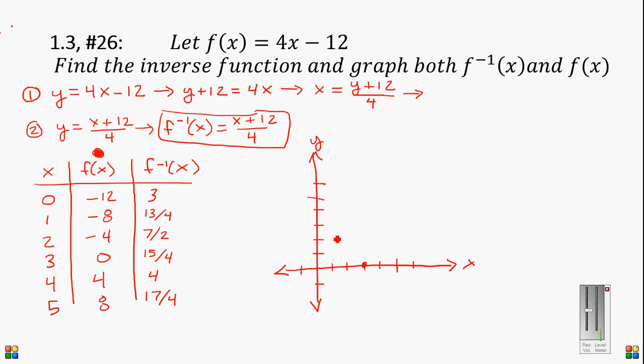And then 4 is 4. So if x is 4, then y is 4. That takes me up to approximately right there. And if I draw this line, and this is going to be a horrible attempt at drawing a line here, let me see if I can get something to draw it here.